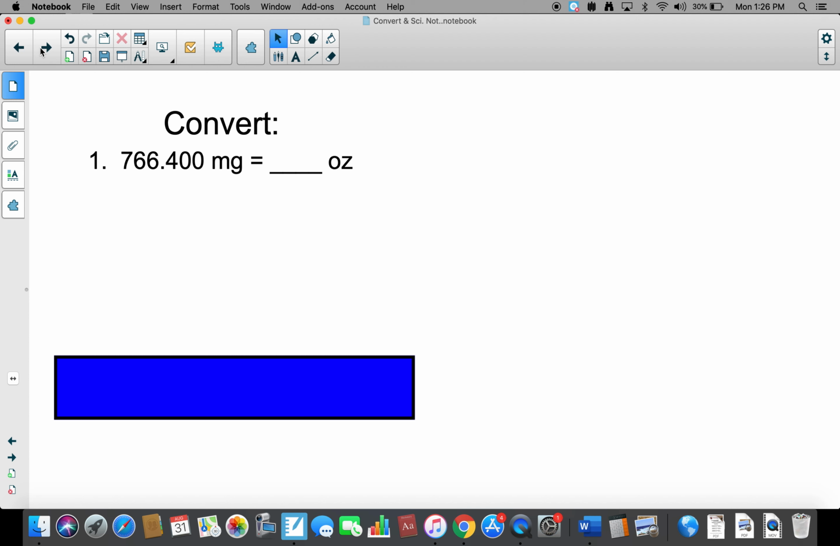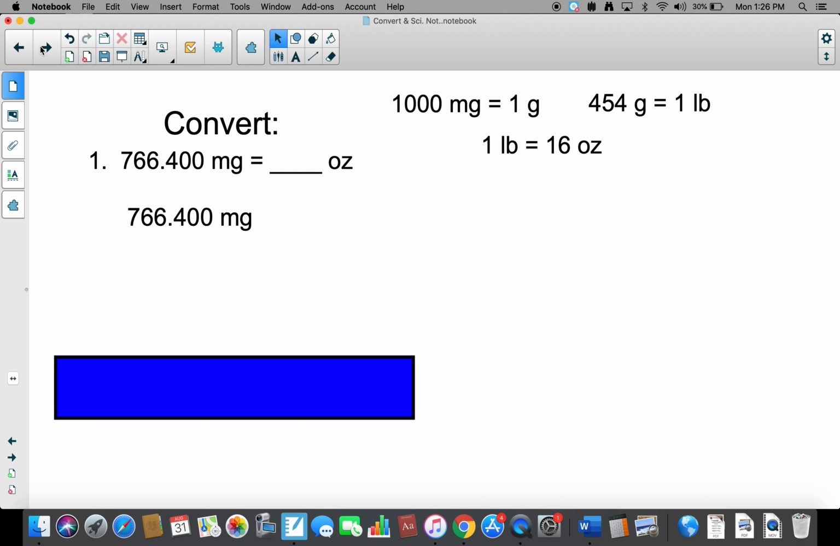766.400 milligrams is how many ounces? Now, I did say the second step was to do the equalities, but I forgot when I set this up. So our equalities: 1,000 milligrams is a gram, 1 pound is 16 ounces, and 454 grams is 1 pound. Now we go back to the first step, take our given information, 766.400 milligrams, put it over 1.